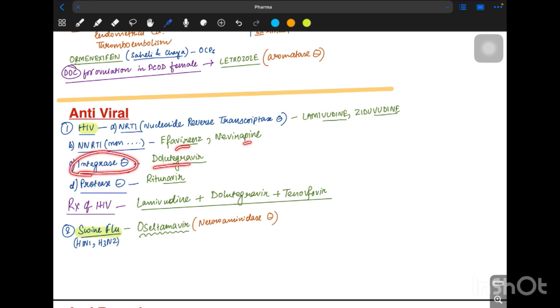Integrase inhibitors, example is dolutegravir. So drugs which end with gravir are integrase inhibitors. Protease inhibitors are drugs which end with navir. The drugs which end with navir are protease inhibitors.